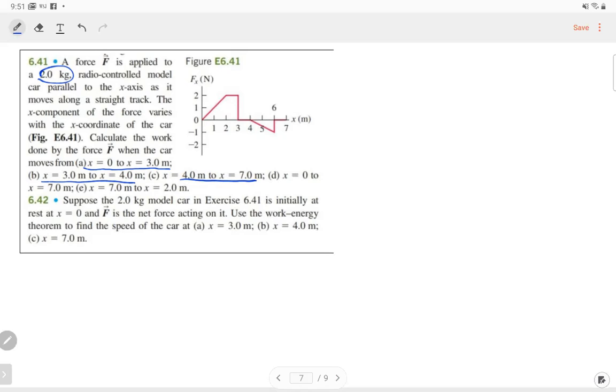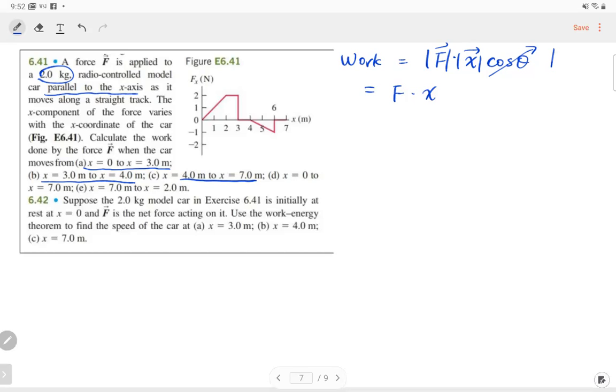Then to calculate work, we're going to use the formula work equal to the force times x. We use the magnitude, then we need to multiply by a cosine. Because the model car is parallel to the x-axis, the cosine theta is equal to 1. So we have force times displacement. But there is a problem. Because the force is not constant, from displacement 0 to 2, we have many force values. So which value are we going to pick? Because the force is not constant, we cannot just use a simple multiplication to get the work.